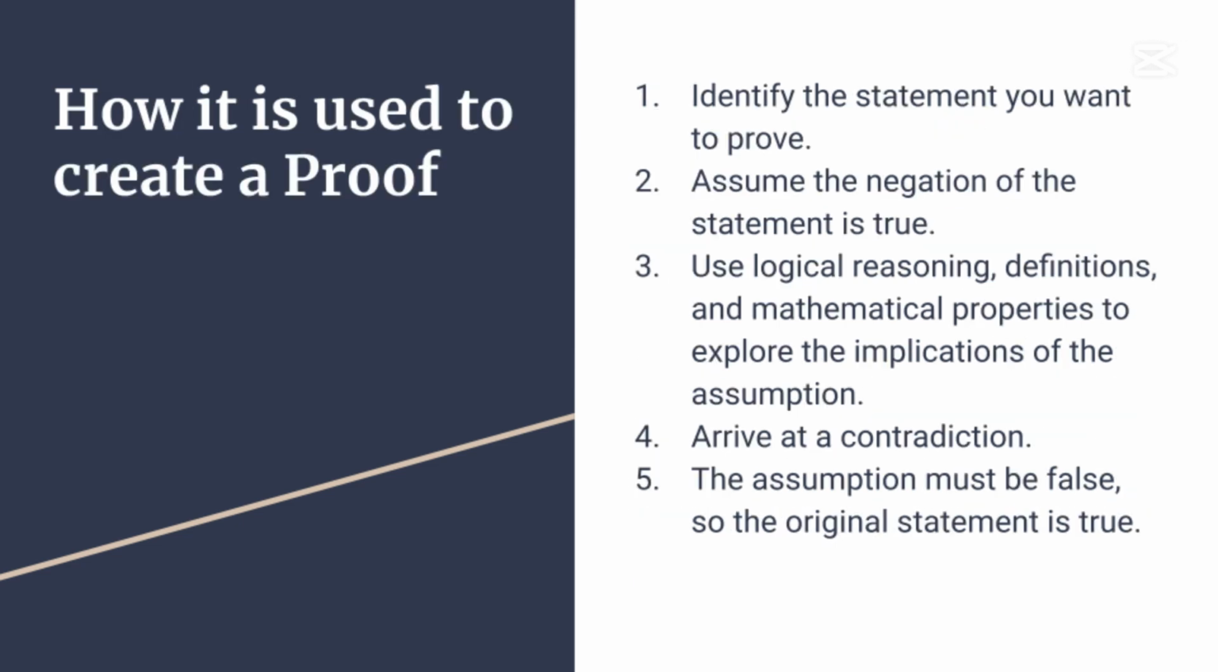So how is it used to create a proof? First, we identify the statement you want to prove. Second, assume the negation of the statement is true. Third, use logical reasoning, definitions, and mathematical properties to explore the implications of the assumption. 4, arrive at a contradiction. 5, the assumption must be false, so the original statement is true.